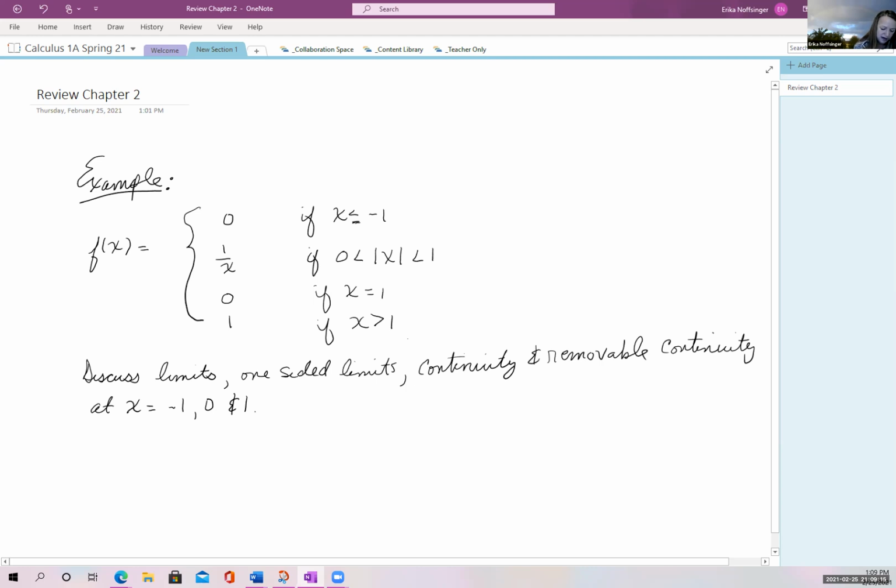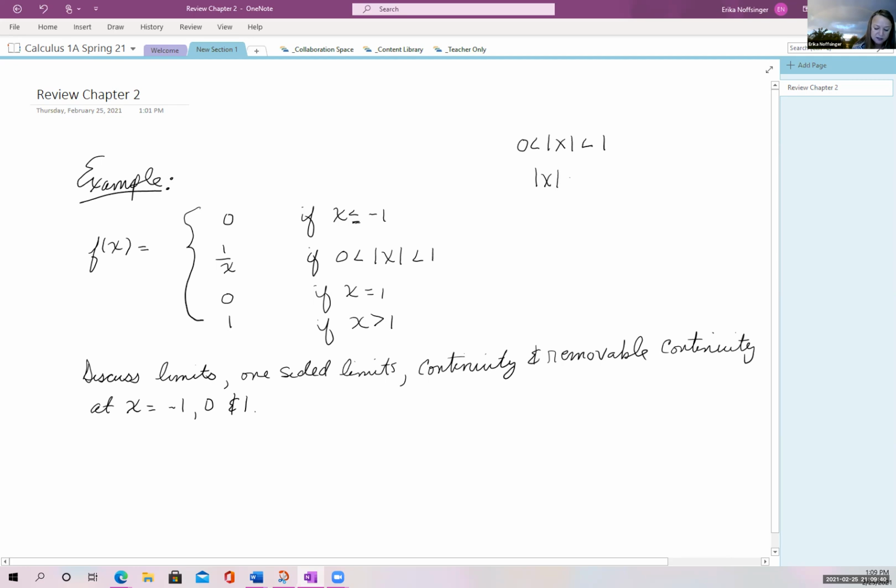Let's take a moment and look at what this is saying when 0 is less than the absolute value of x, which is less than 1. And so we have two separate cases here. Let's break this down as two separate inequalities. This is a compound inequality. And so if I break this up into two separate inequalities, then it's an and statement.